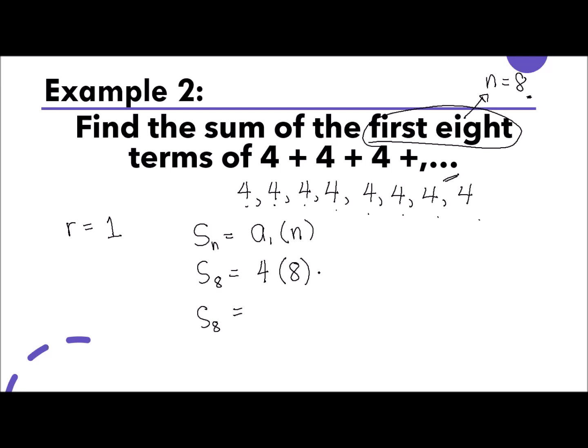So, we will have 4 times 8. The answer there is 32. Which is true. Na pagka inadd mo to lahat, okay, yung 8 yan, ang sagot daw ay 32. Nagets po? I hope that's clear with you.